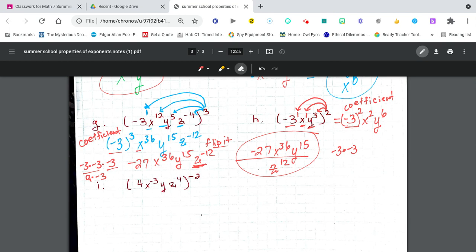I'm going to write it down here, guys. It's positive 9, so I get 9. And then just bring this down. X to the second, y to the 6. That's all it is.